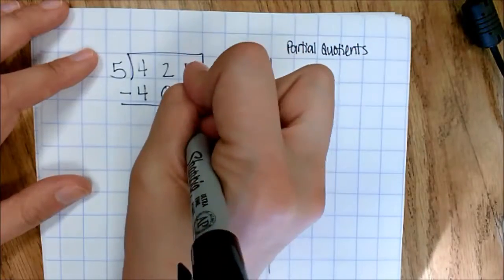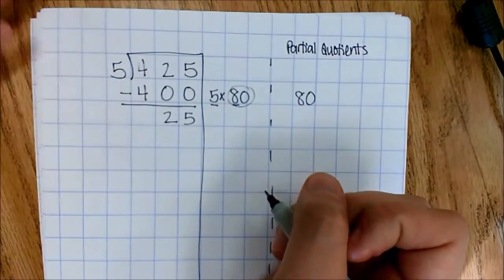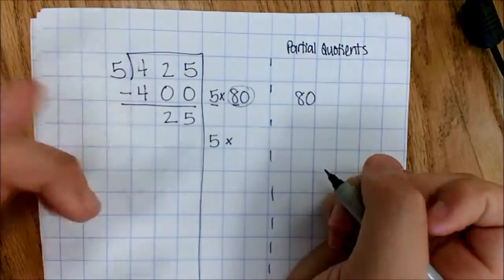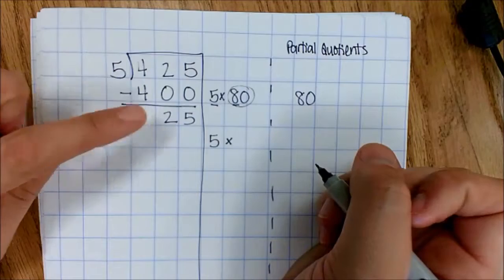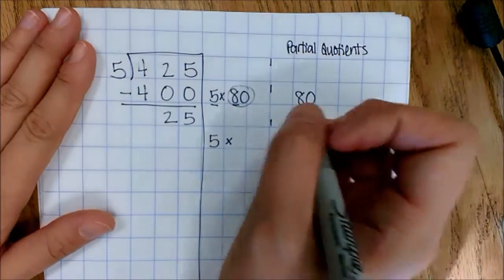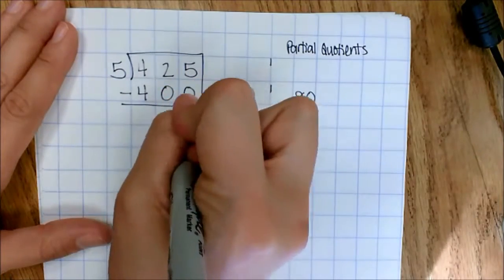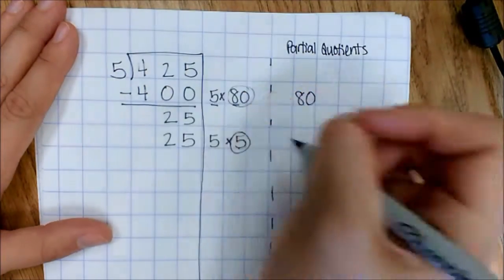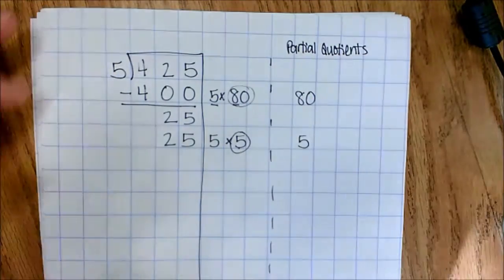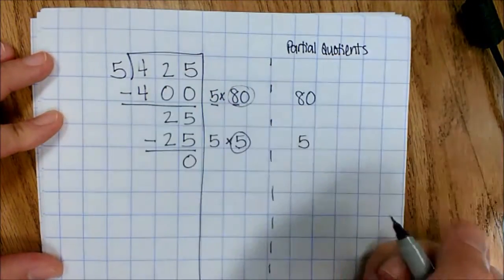So 5 minus 0 is 5, 2 minus 0 is 2, 4 minus 4 is 0. Now I need to repeat my steps and say 5 times what number gets me really close to 25 without being too large? Well, this one's easy. This is a basic math fact. 5 times 5 gives me 25. So this 5 that I just multiplied my divisor by becomes my partial quotient, so I'm going to write it over there. And now I need to come back to my problem and subtract.